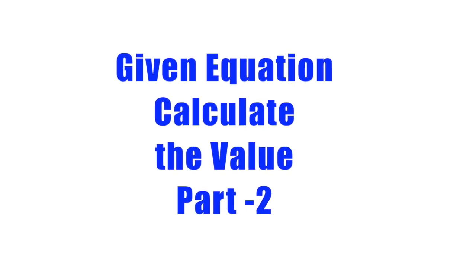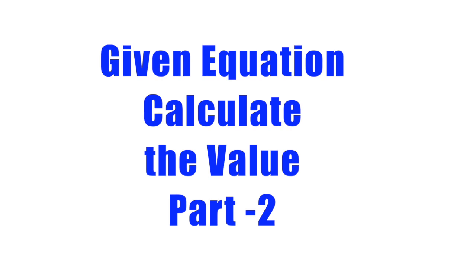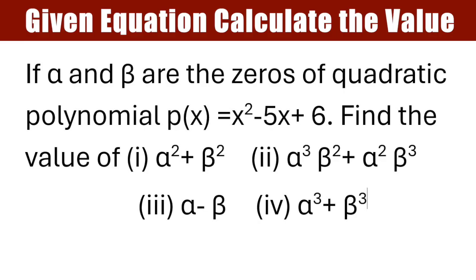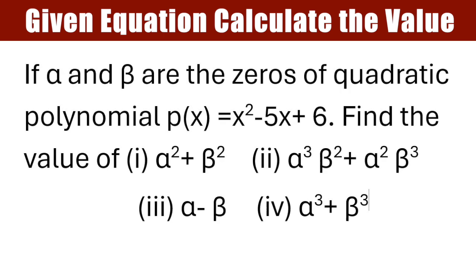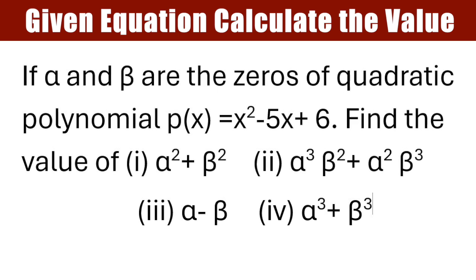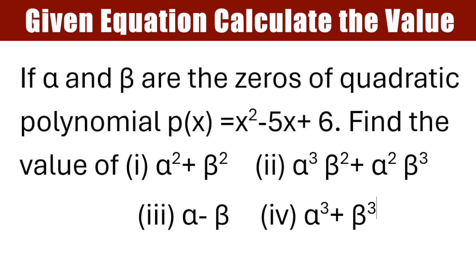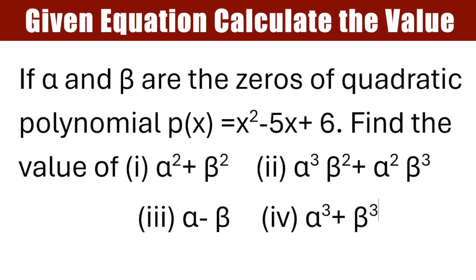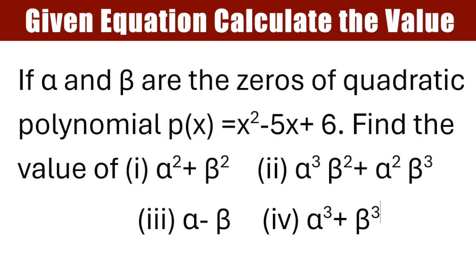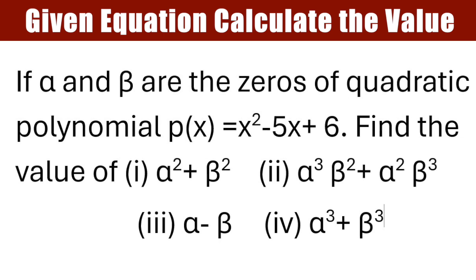In this video too, we will continue to evaluate multiple functions of alpha plus beta or alpha beta given a polynomial. Now let us go into the question. If alpha and beta are the zeros of the quadratic polynomial p of x is equal to x squared plus 5x plus 4, find the value of 1 by alpha plus 1 by beta. The second one is alpha by beta plus beta by alpha. The third one is alpha power 4 plus beta power 4.